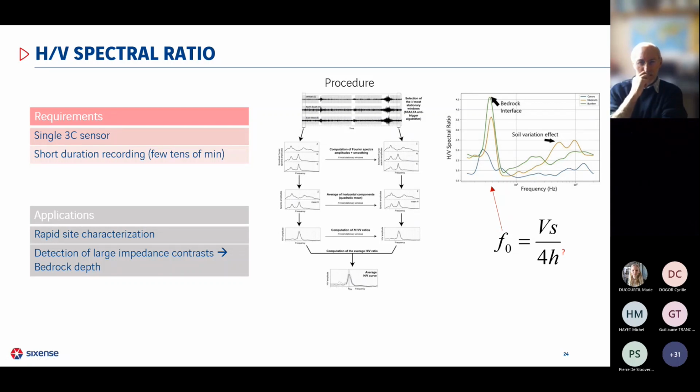So this simple method can be used for rapid site characterization and mainly for detecting strong impedance contrasts such as the bedrock depth.